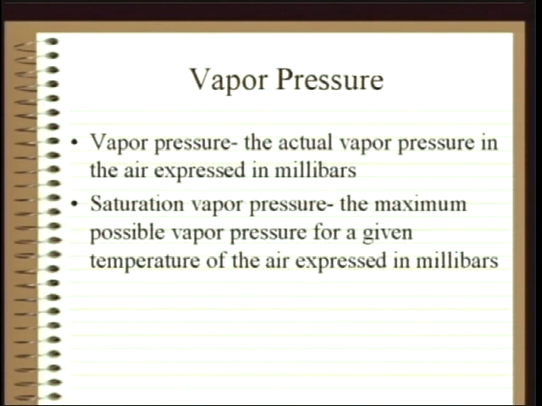The vapor pressure is the actual vapor pressure in the air expressed in millibars. So it's going to use the dew point value to find out at that dew point how much moisture is in the air. And the saturation vapor pressure is measured with respect to the temperature. So it's the maximum possible vapor pressure for a given temperature in the air, expressed in millibars.